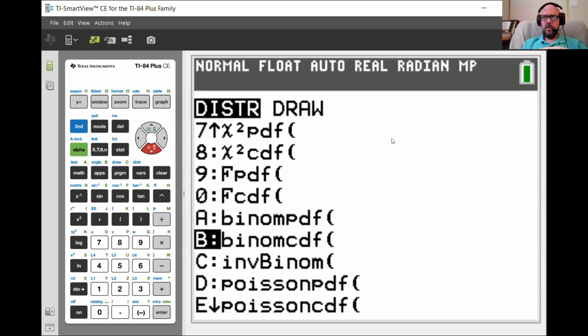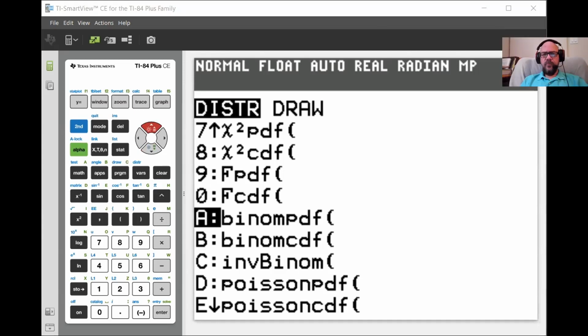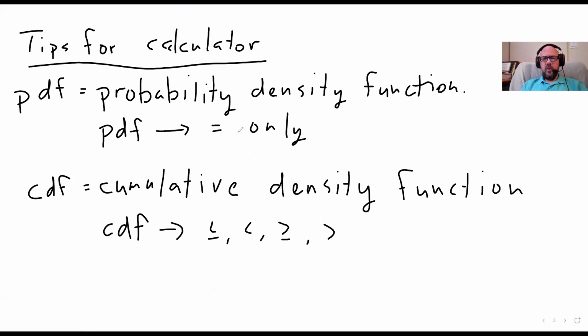If you think back to our previous topic 1, it's like relative frequency for PDF and cumulative relative frequency for CDF. It turns out that we will be using CDF the vast majority of the time. Most of the time we'll be using CDF, and PDF will be only for when we've got just equal to. So if I go look at my whiteboard here, PDF is for equals only, and CDF is for all of the inequalities. So let's see what we can do here.